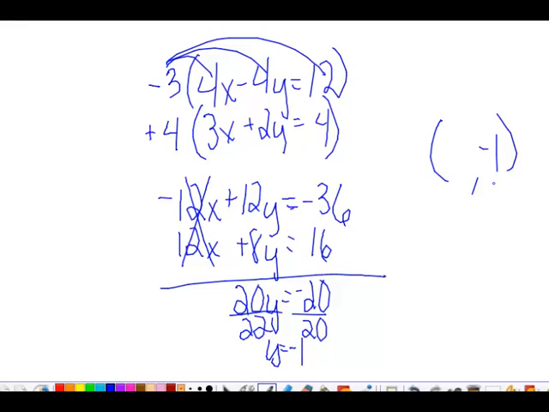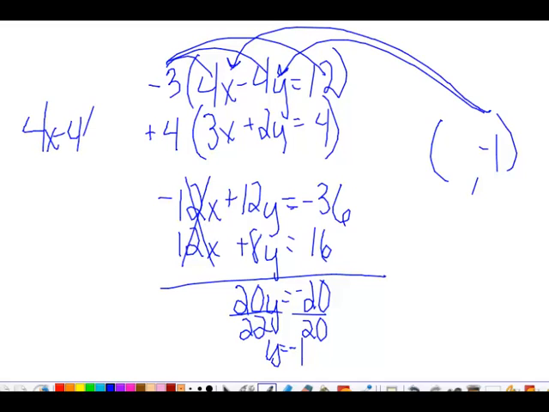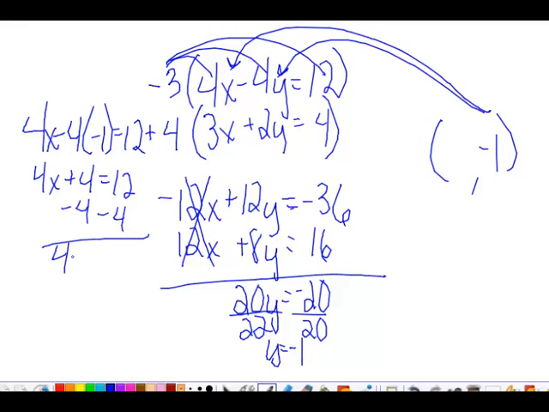So now that I have that, I could substitute it back in really to either one. Let's just put it right there. Oops, sorry, that's a y. So we're going to put it here. So I would have 4x minus 4 times negative 1 equals 12. So 4x plus 4 equals 12. That's a negative times a negative. Subtract 4. 4x equals 8. So x would equal 2.